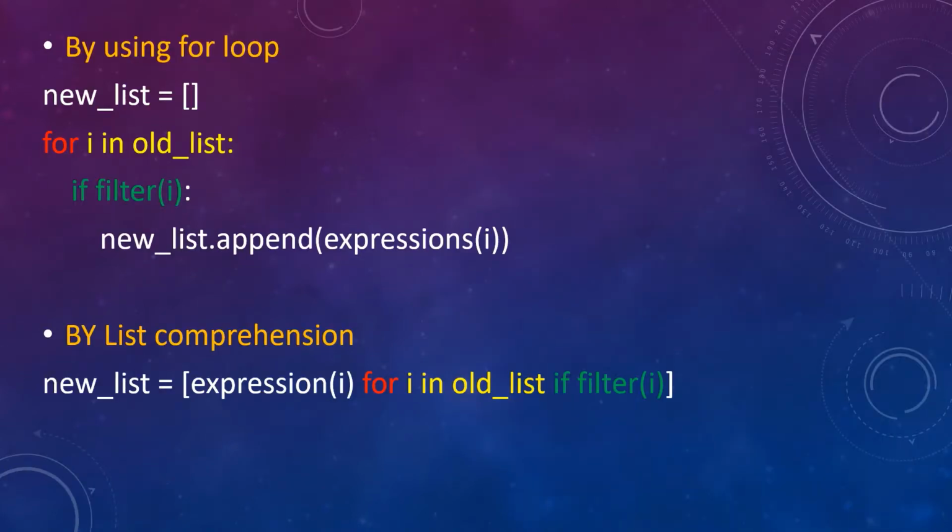List comprehensions provide a concise way to create lists. Common applications are to make new lists where each element is the result of some operation applied to each member of another sequence or iterable. A list comprehension consists of brackets containing an expression followed by a for clause, then zero or more for or if clauses. The result will be a new list resulting from evaluating the expression in the context of the for and if clauses which follow it.